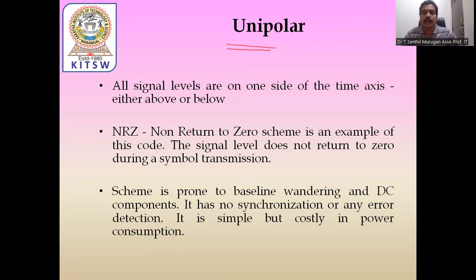In unipolar, all signal levels are on one side of the time axis, either above or below. Now the NRZ model for unipolar, the non-return to zero model. In this scheme, the signal level does not return to zero during the symbol transition. The scheme is prone to baseline wandering and DC components. It has no synchronization or error detection. It is simple but costly in power consumption.